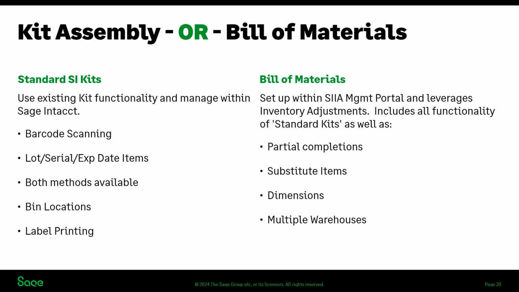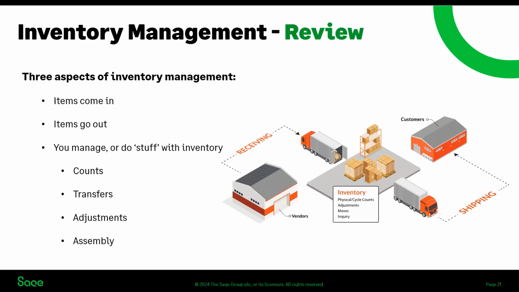You can actually have substitute items in here. It respects dimensions, and you can even have items set up with multiple warehouses. So you can track your components in one warehouse, and you can have your finished goods in another warehouse. Maybe they're not physically separate warehouses, but it gives you that visibility back in your Intacct system. So it takes what standard kits do and expands it for some additional functionality.